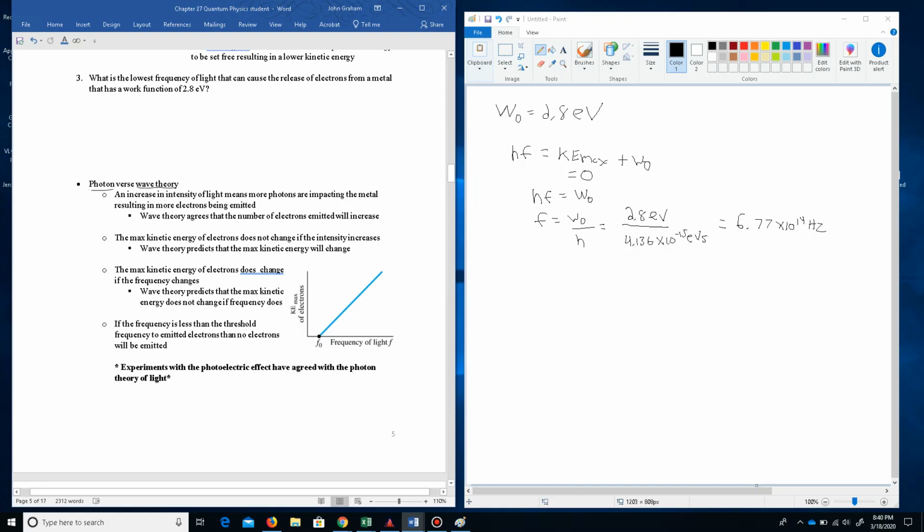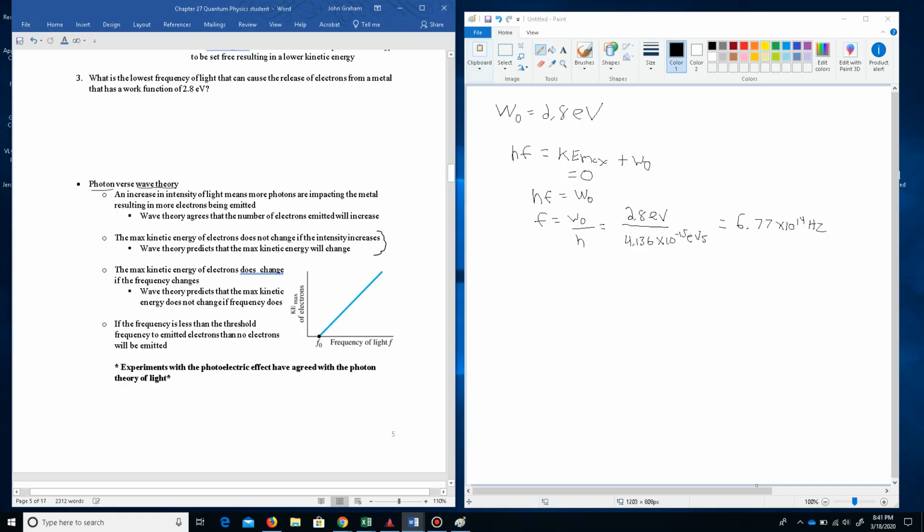So an increase in the intensity of light means more photons are impacting the metal, resulting in more electrons being emitted. Wave theory agrees that the number of electrons emitted will increase. The max kinetic energy of electrons does not change if the intensity increases, and wave theory, unfortunately, will predict that the max kinetic energy will change. So this is one where these two theories differ in how light works.